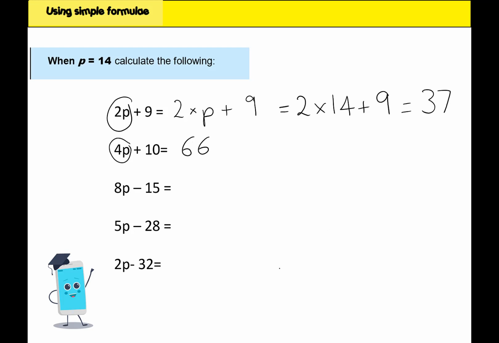My next calculation, 8P, subtract 15. So 8 lots of P, 8 times P. Remember, P is 14, so we're going to do 14 times 8.